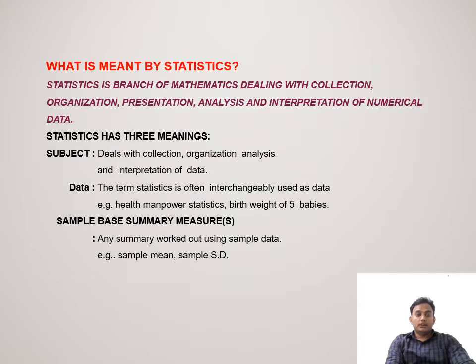For example, health manpower statistics, birth rate, or the birth weight of 5 babies is also statistics. Sample based summary measures means any summary worked out using sample data, for example, sample mean and sample standard deviation. These are the parameters we calculated using the samples, and hence the sample mean and sample standard deviation are both the parameters of that particular set of data. So we call it a parameter.